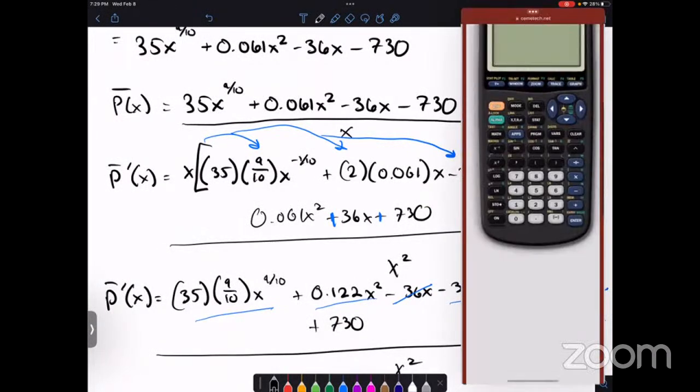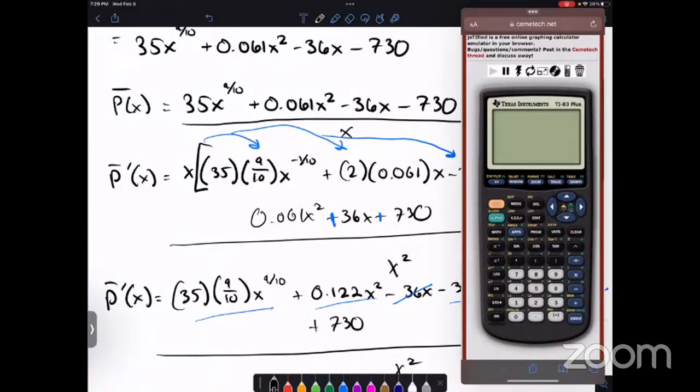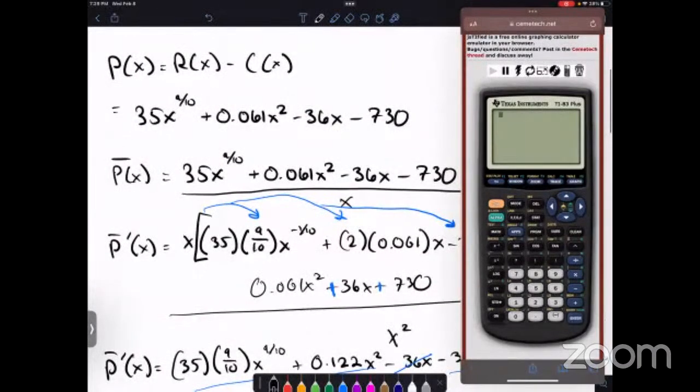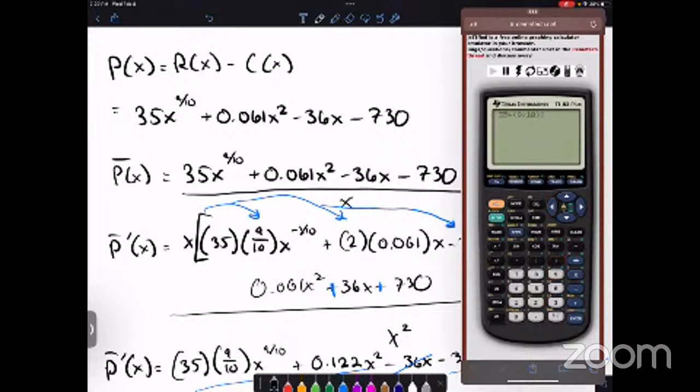So let's reload and refresh. Now we got 35 times 9/10. That's a 12. 9/10 minus 35. Let's hit math as a fraction. 7/2. Okay.